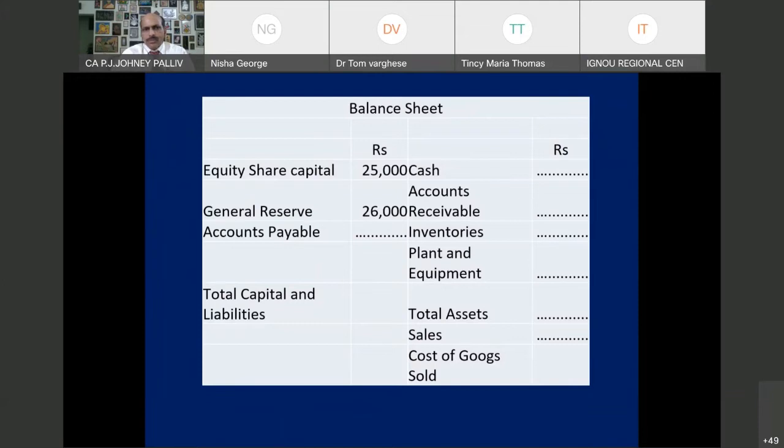Share capital, 25,000. General reserve, 26,000. Accounts payable, blank. Total liabilities, blank. Cash, blank. Accounts receivable, blank. Inventories, blank. Plant and equipment, blank. Total assets, blank.